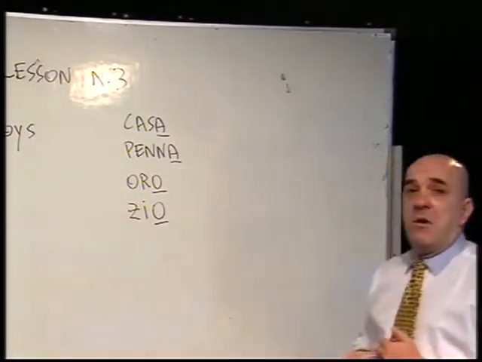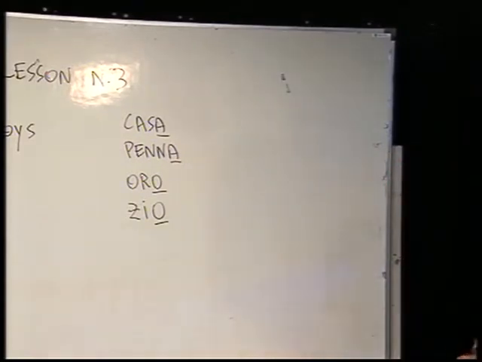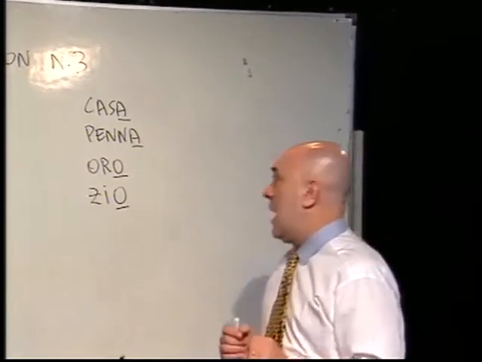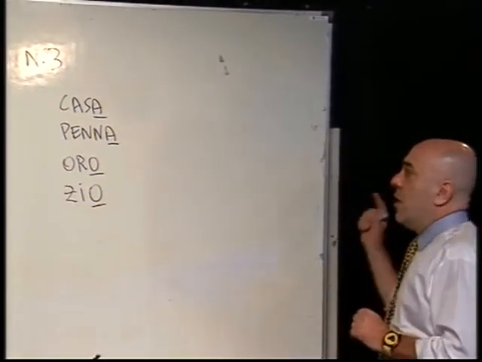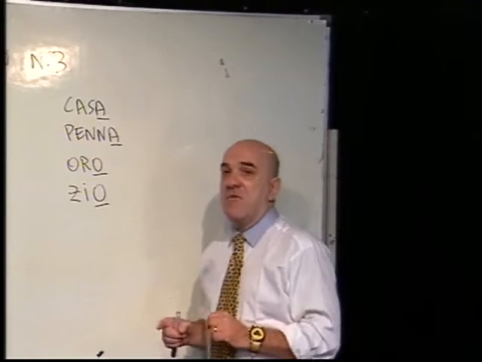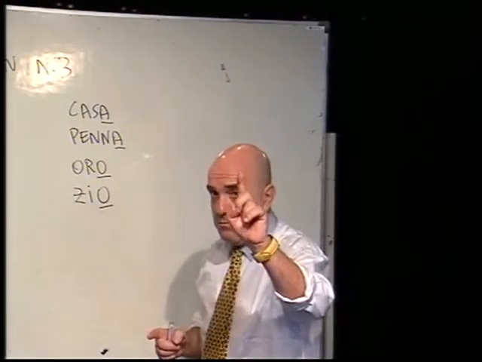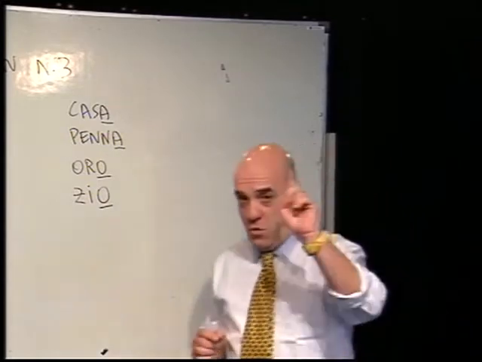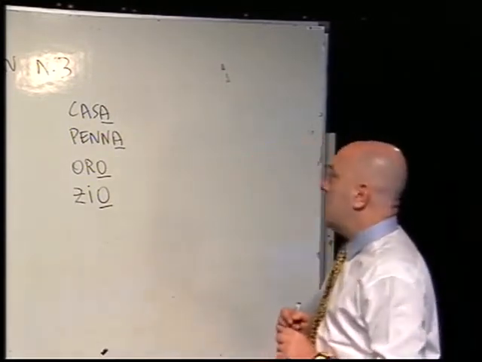So, casa, of course, is one house. Penna, of course, is one pen. Oro, of course, I refer to one piece of gold, and zio, I refer to one uncle.